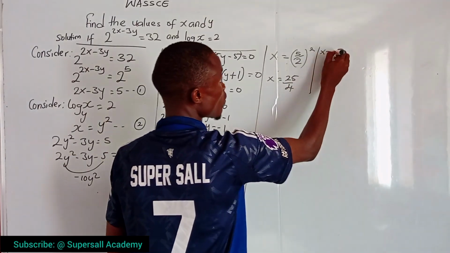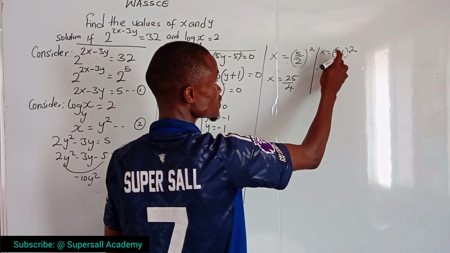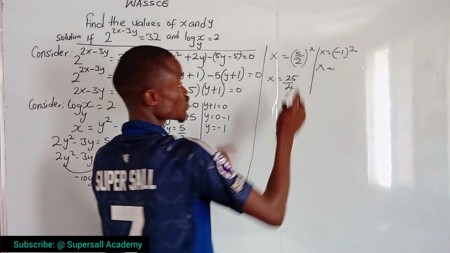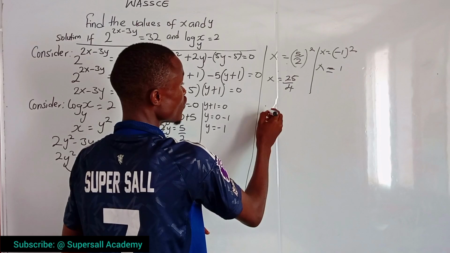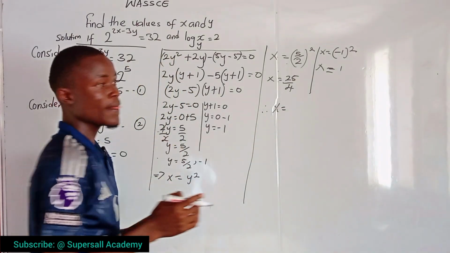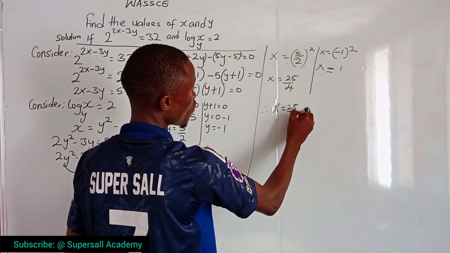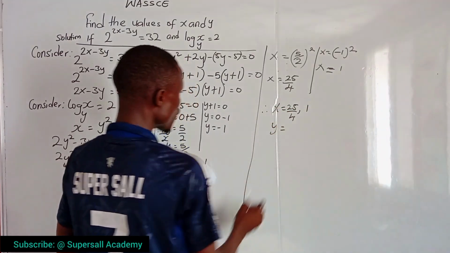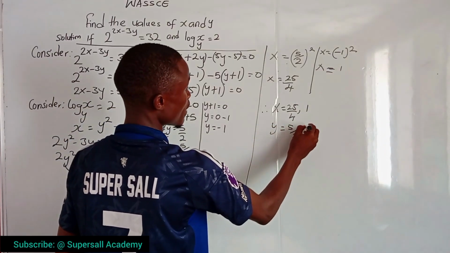So the next value for y is minus 1. So x equals minus 1 all raised to the power 2. Minus 1 times minus 1 is 1. So therefore, x equals 1. Therefore, the values for x are 25 upon 4, comma, 1. And the values for y are 5 upon 2, comma, minus 1.